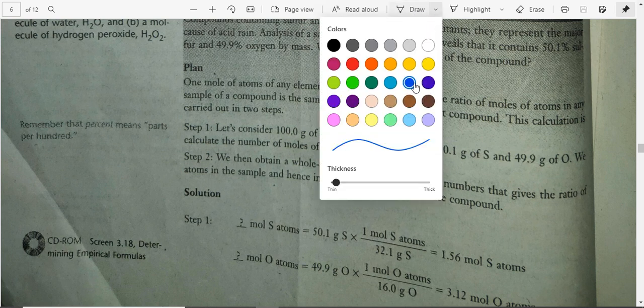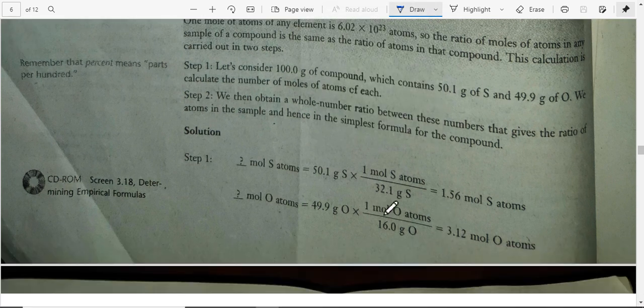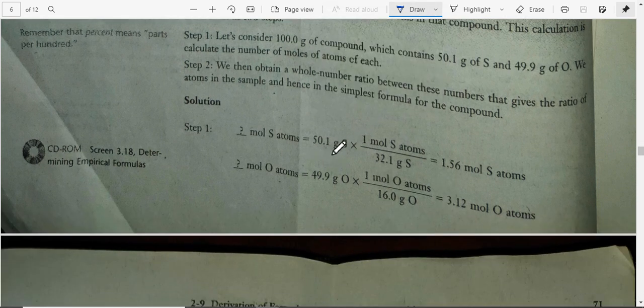Okay, since you're given grams, you can cancel out the grams. This ratio is derived from the ratio in moles of atoms of the sample, hence the simplest formula of your compound. So you now have the moles of your sulfur atoms.